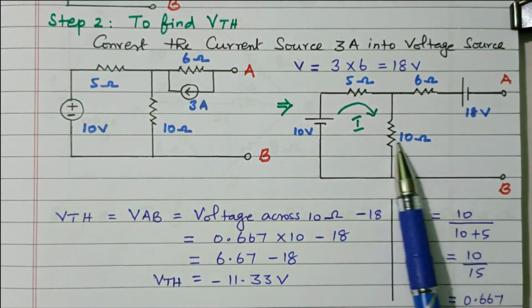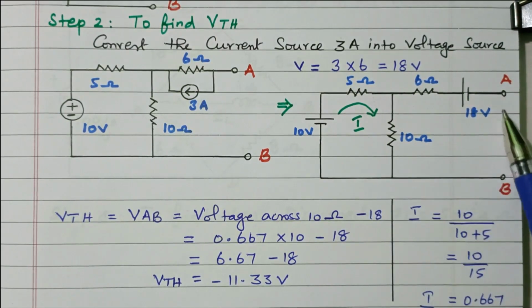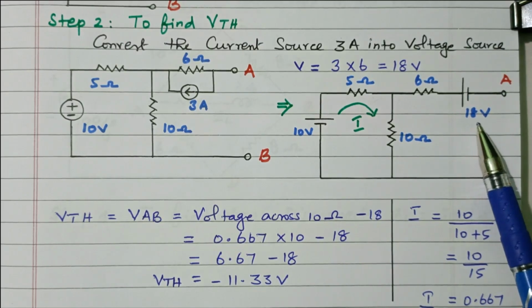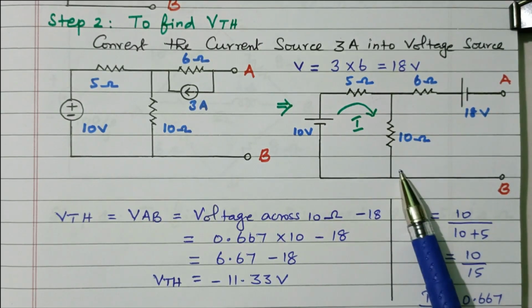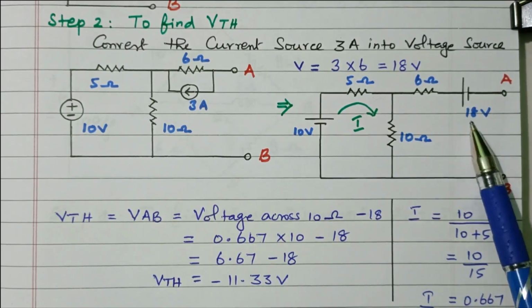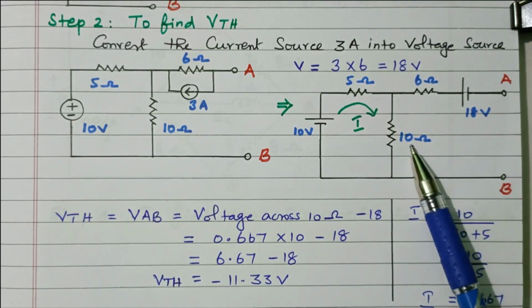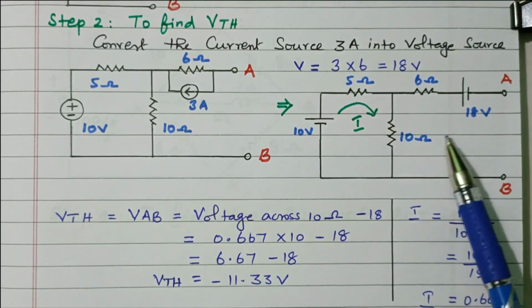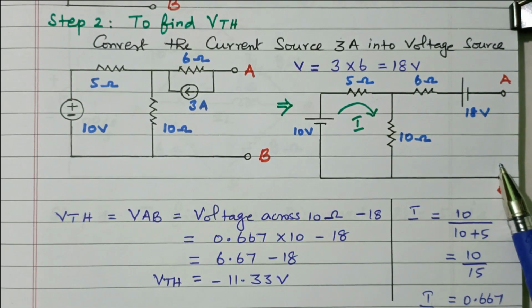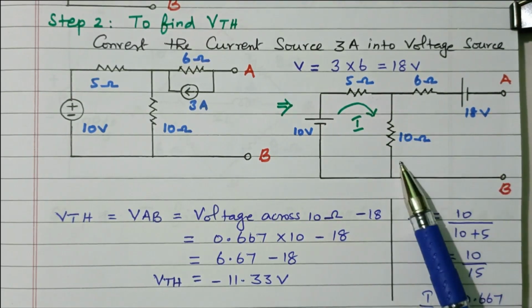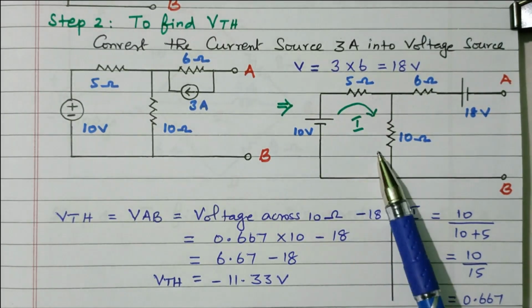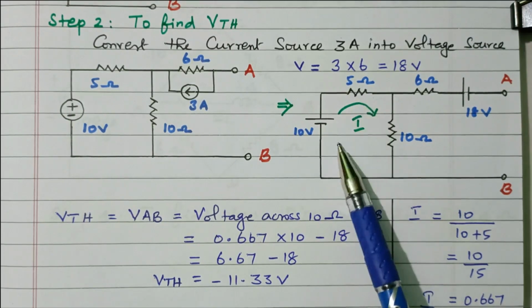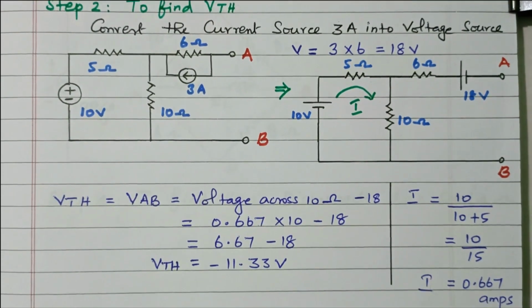Now this circuit contains only voltage sources. Now we need to find the voltage across AB. What is the voltage across AB? Already one voltage source is available, 18 volts. So 18 volts minus the drop across 10 ohm will appear across AB. This 18 volts will appear here, but the drop across 10 ohm will be subtracted, and the remaining will be available across AB. So we need to find the drop across 10 ohm. For that we need to find the current. What is the current flowing through this loop, containing the 10 volt source, 5 ohm and 10 ohm? So first we will find the current.